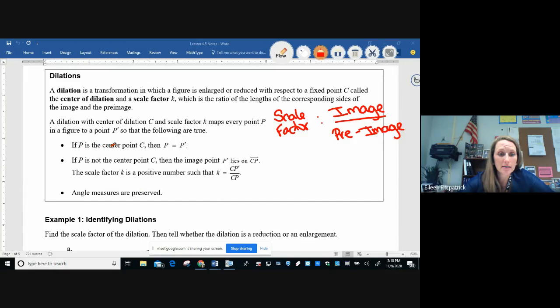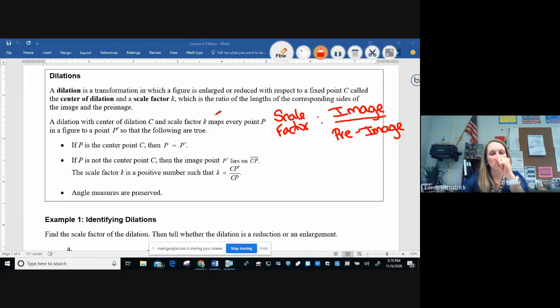So if P is the center point C, then P equals P prime. Oh, okay, sorry. So the dilation, come back up here, I didn't read this part. A dilation with a center of dilation C and a scale factor K maps every point P in a figure to P prime. So I needed to read that to understand this. So C is the center of dilation and point P is what we're dilating.